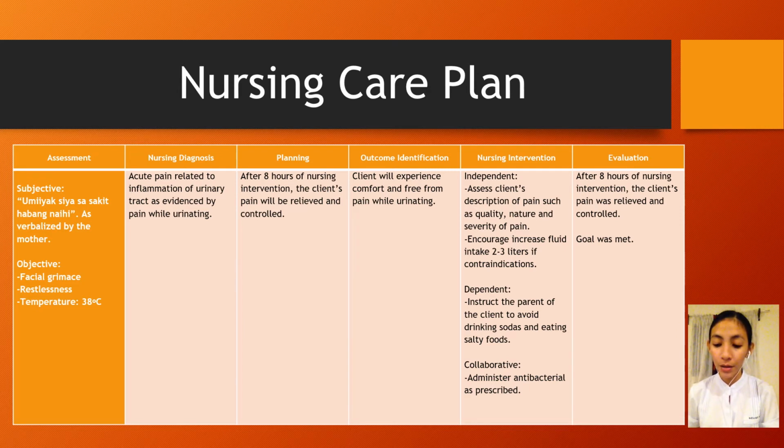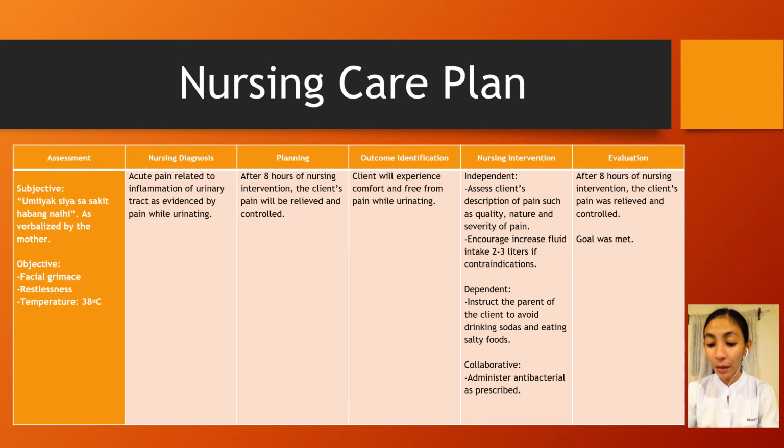Next is encourage increase of fluid intake, 2 to 3 liters if no contraindications. So, by drinking more fluids, this will help to flush any irritants through your bladder, and by drinking more fluids, it will help us to prevent our urine from being concentrated.